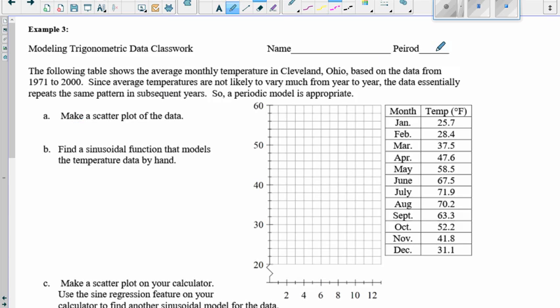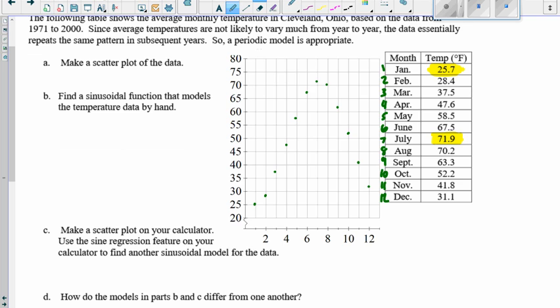First, we're going to make a scatter plot of the data. So I'm just going to pause this to make the scatter plot first. So I made a scatter plot of my data, and I highlighted the minimum and the maximum value in my table.